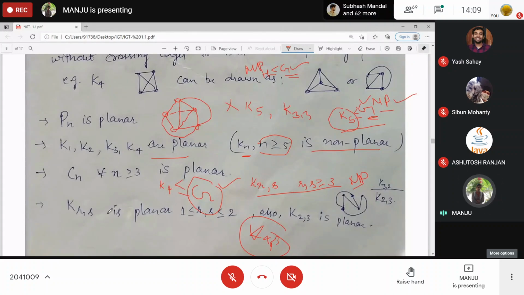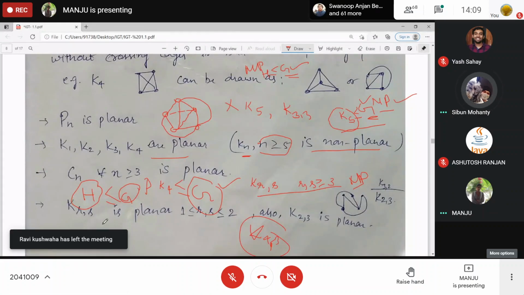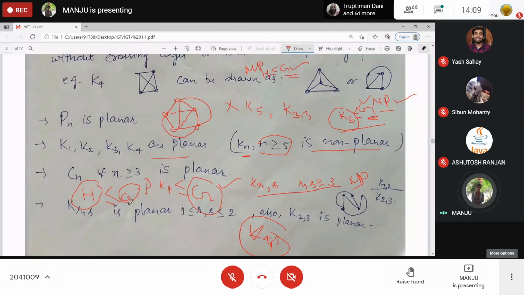Okay. But if you know that H is a subgraph of G and the bigger one is planar, then what can you say about its subgraph? It will also be planar, right? Yes, ma'am. The bigger part you are able to draw, then obviously the smaller part will be easy to draw in a plane, right? And if the smaller is given as non-planar, then the bigger will be non-planar, right? I hope it is clear. Yes, ma'am. Okay.